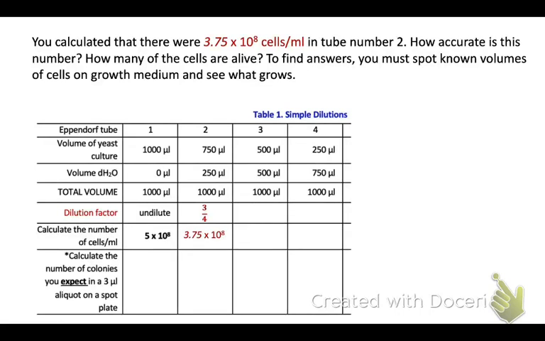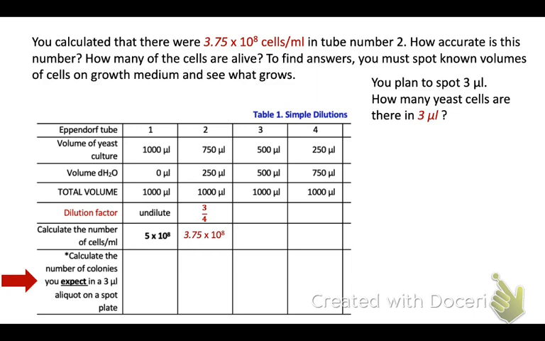Well, we just calculated that there were 3.75 times 10 to the 8 cells per mil in tube 2, and we've entered that into our table here. How accurate is this number? And how many of those cells were actually alive? Some of them might have been dead. Ultimately, to find these types of answers, you're going to spot known volumes of that tube onto growth medium and see what grows. And now at this point, we can actually calculate how many cells will grow into colonies if all of them grow, if we spot 3 microliters on a plate. It's called a spot plate, but it's medium that will support the growth of the yeast cells.